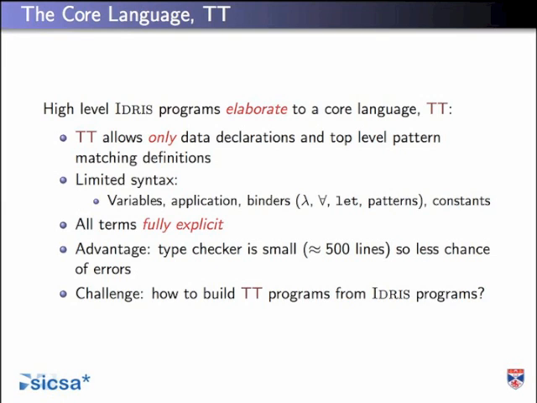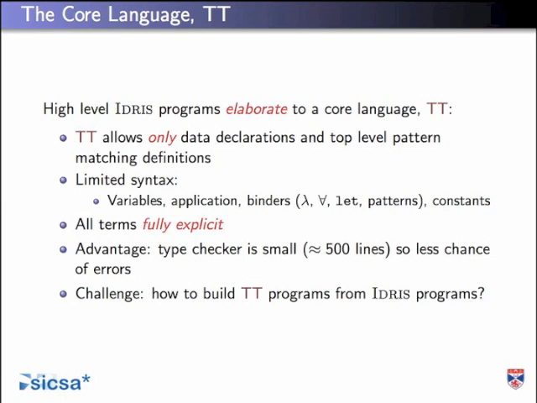TT programs only allow top-level data declarations and top-level function definitions. Function definitions consist of pattern matching clauses: a left-hand side equals a right-hand side, just a set of those. That's all you have. So no where clauses, no type classes, none of that. And every term in a TT program has to be fully explicit.